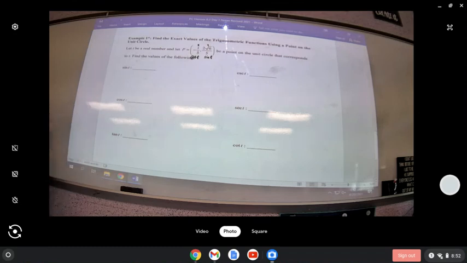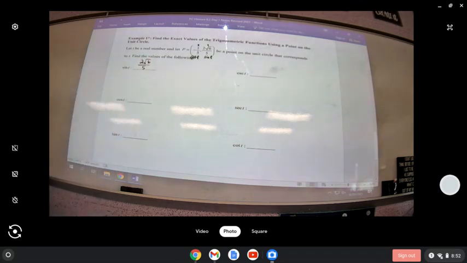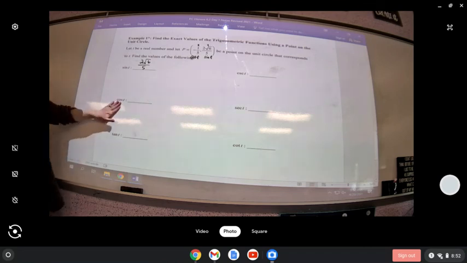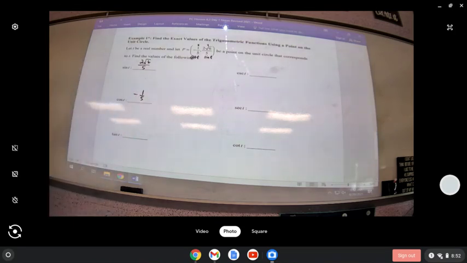So what's the answer to the first question? What's the sine of angle t? The y-coordinate is 2 root 6 over 5. Done. What is the cosine of angle t? What's the x-coordinate? Negative 1/5.